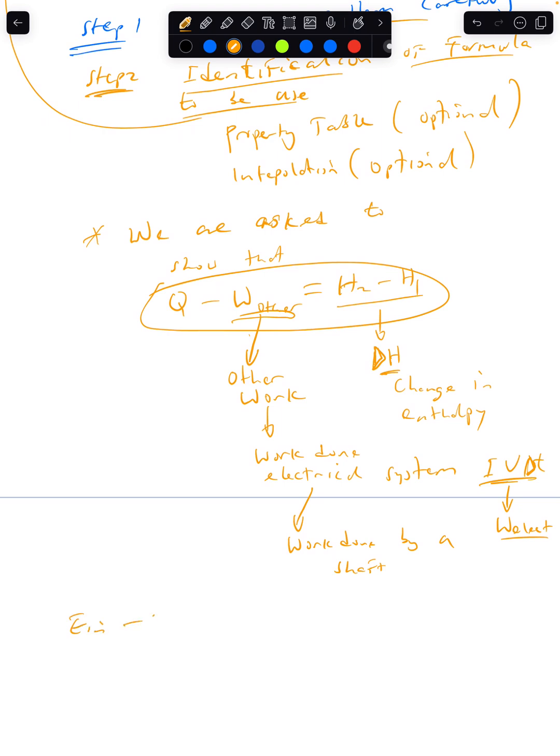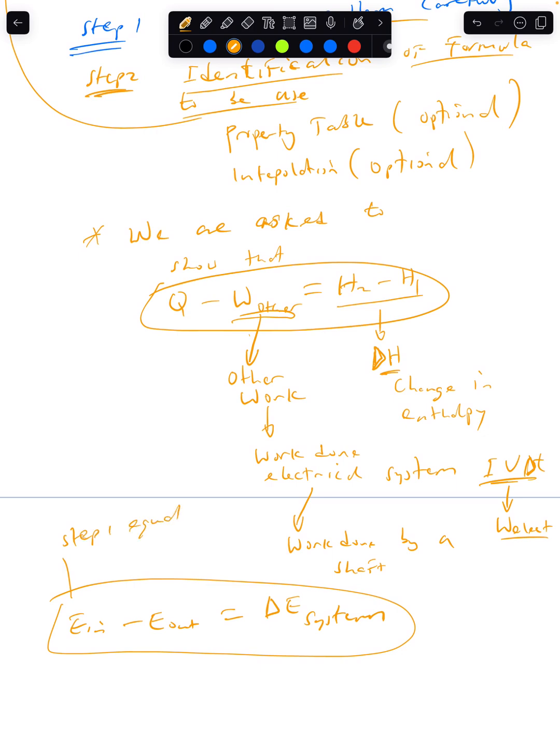We start by saying that the energy into the system minus the energy out of the system is equal to what? Change of energy for the system. So this is step one.